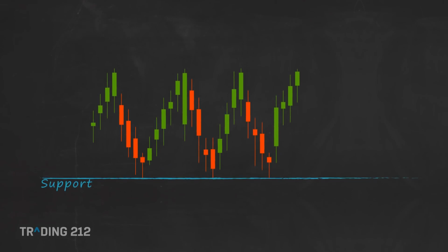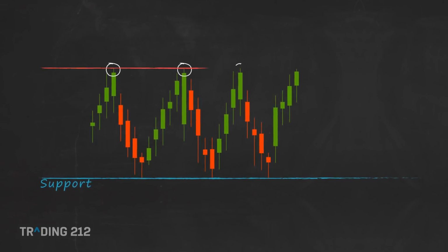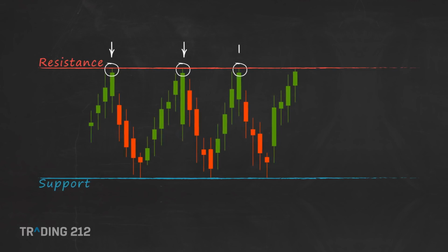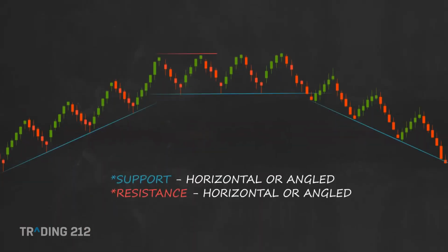Resistance lines are effectively the same as support lines, with the marked difference that they are above the current price and act as a ceiling from which the price falls from. Again, they can be horizontal or angled.